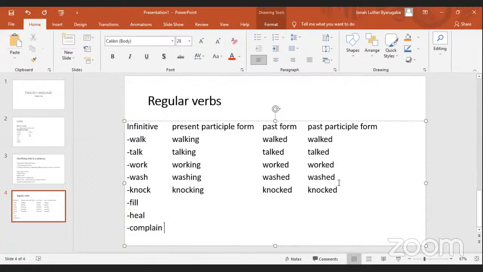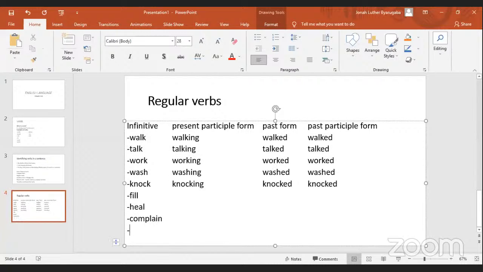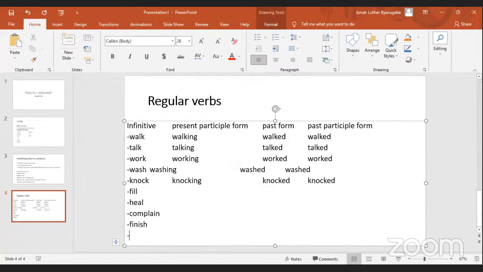Nasha, you wanted to say something? Please say it. I saw your hand up. Yes, Nasha?